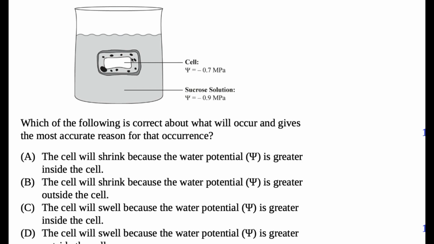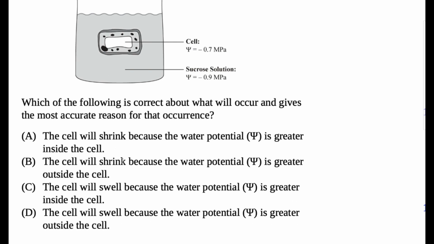So when the water flows from the cell to the outside, it will not swell, it will shrink. So C and D are wrong. Now we're going to look at the reasoning to find which one makes sense. The water potential is greater inside the cell, which is correct. So our correct answer is A.